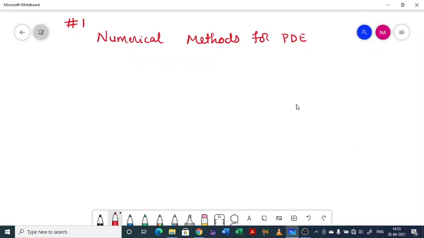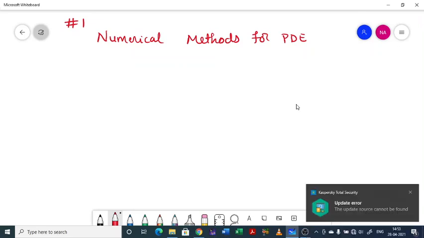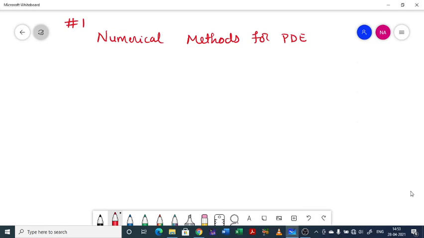So this is unit number 3, where we are going to discuss second order linear partial differential equations, their classifications, finite difference approximation to ordinary and partial derivatives, and then numerical solution of some standard PDEs. So three different kinds of standard partial differential equations we are going to consider here.